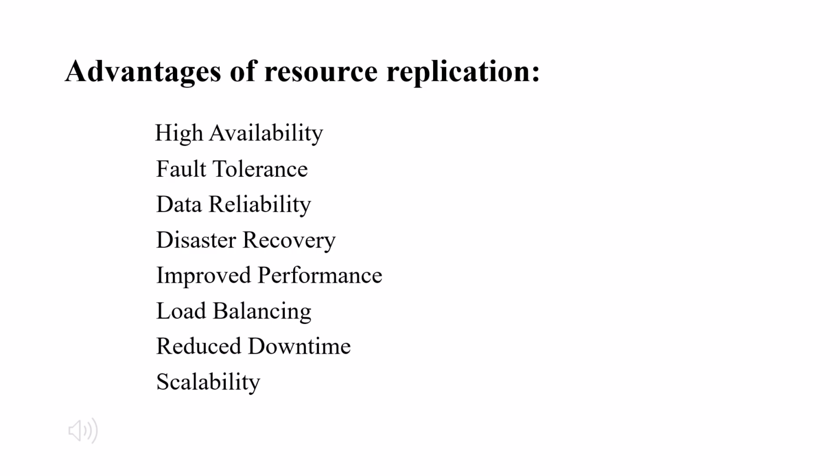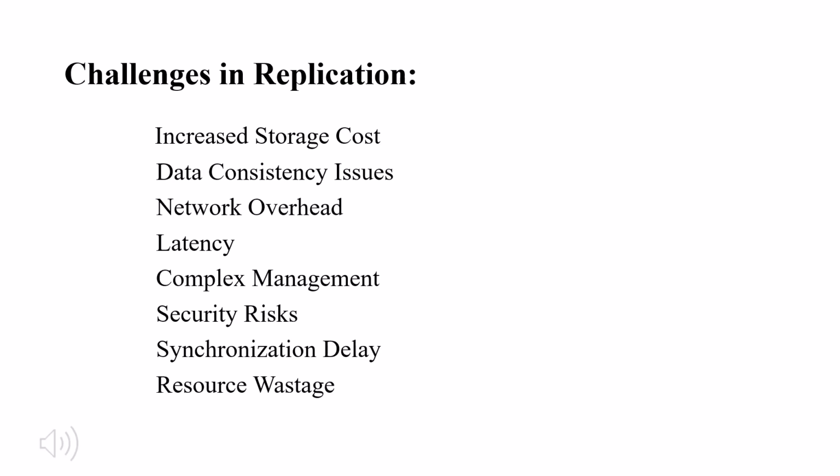Improved performance. Users can access the nearest replica, reducing latency and improving response time. Load balancing. Traffic and workload are distributed across multiple replicas, preventing overload on a single resource. Reduced downtime. Failures cause minimal interruption since replicas are immediately available. Scalability. Replication allows systems to handle increased demand by adding more replicas as needed.